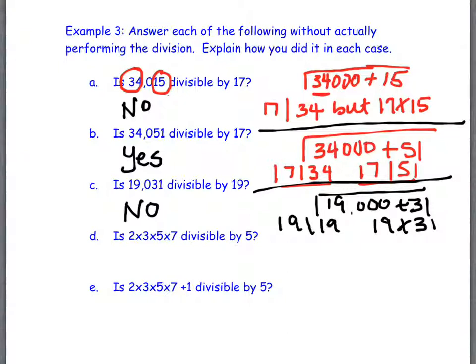All right, this one's interesting. This one says 2 times 3 times 5 times 7. And you absolutely have no reason to multiply that out to find the answer. Does this number divide by 5? Yes. And there's a lot of reasons why. You could show me why. So somebody give me one. How do you know?